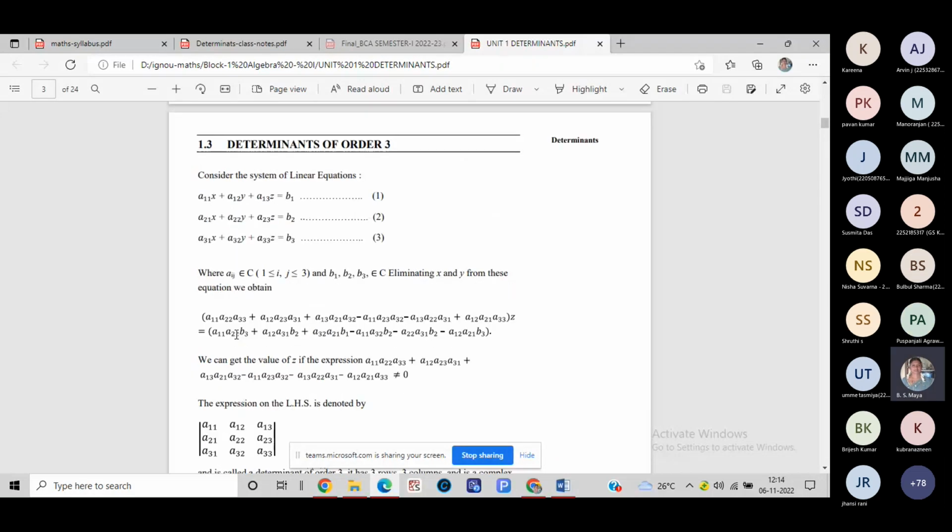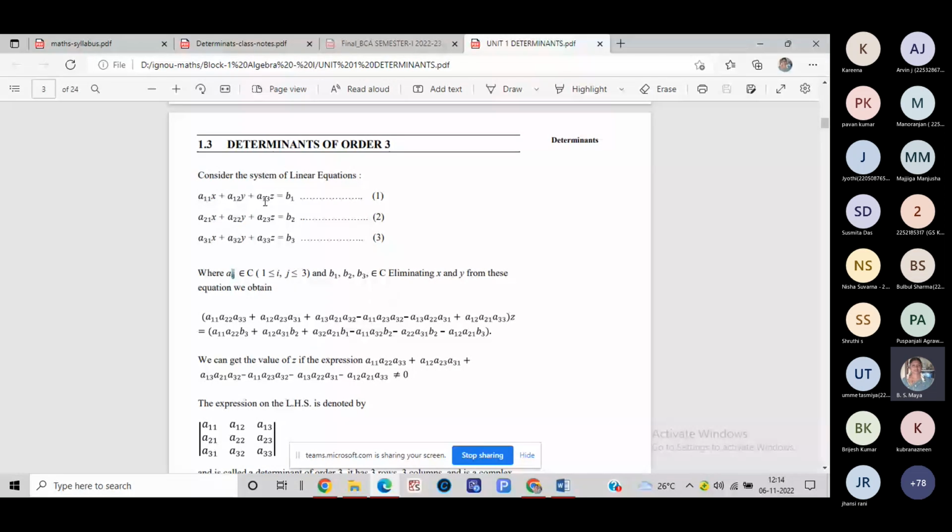See now, if you have three variables, the system of equations can be represented as a11x + a12y + a13z equals b1, the first one. A2 is the second row, right? a21x + a22y + a23z equals b2, that is the second one. a31x + a32y + a33z equals b3. Now, where aij is the element in the ith row and jth column, and b1, b2, b3 belong to the constant terms.